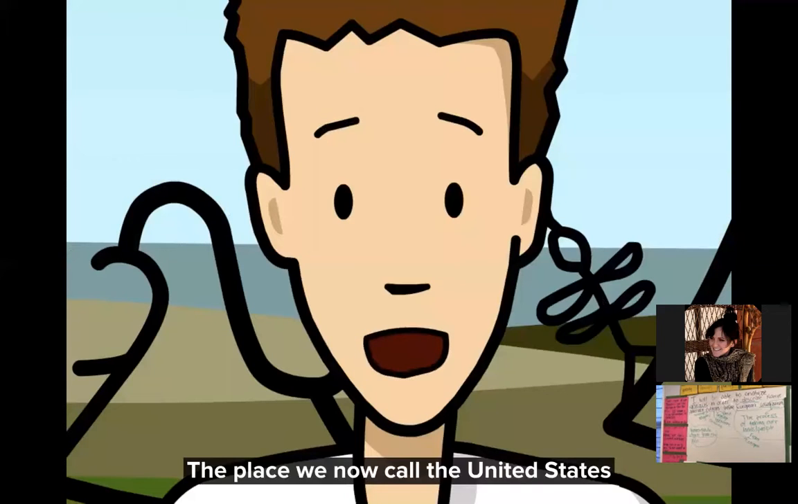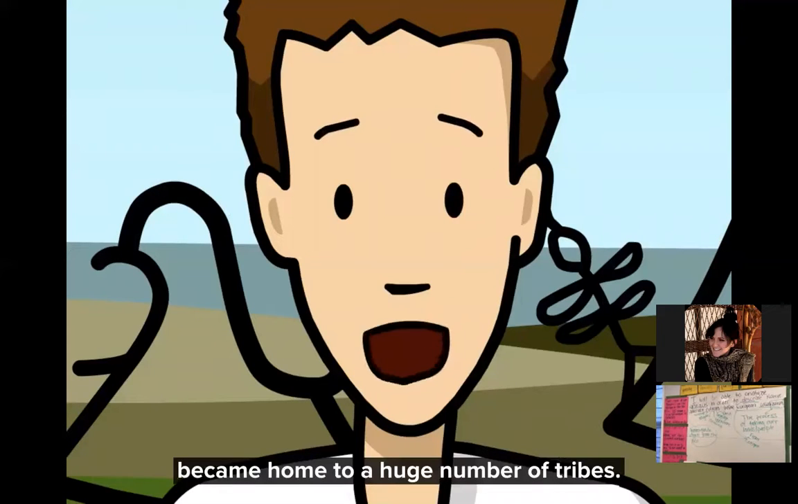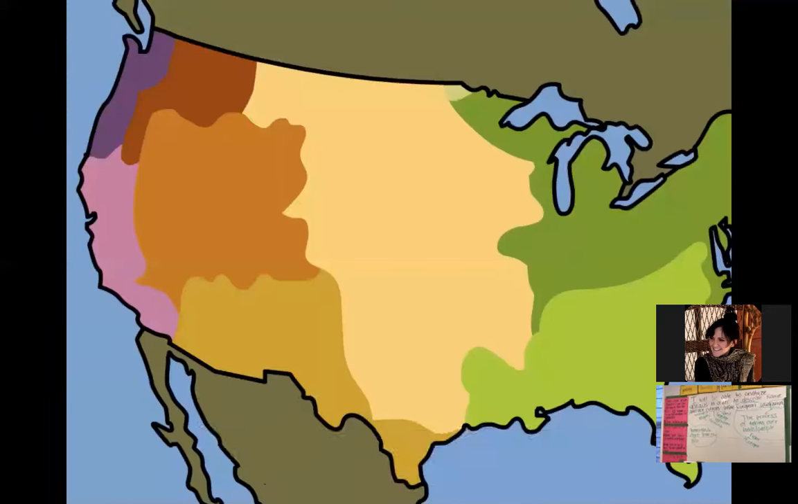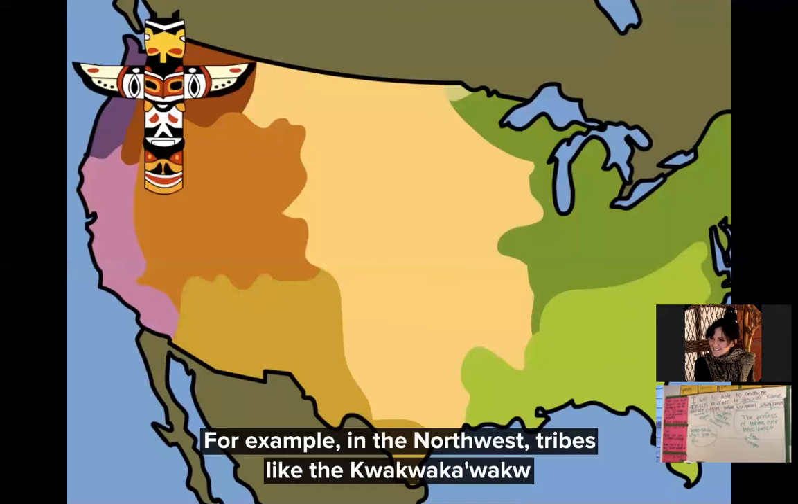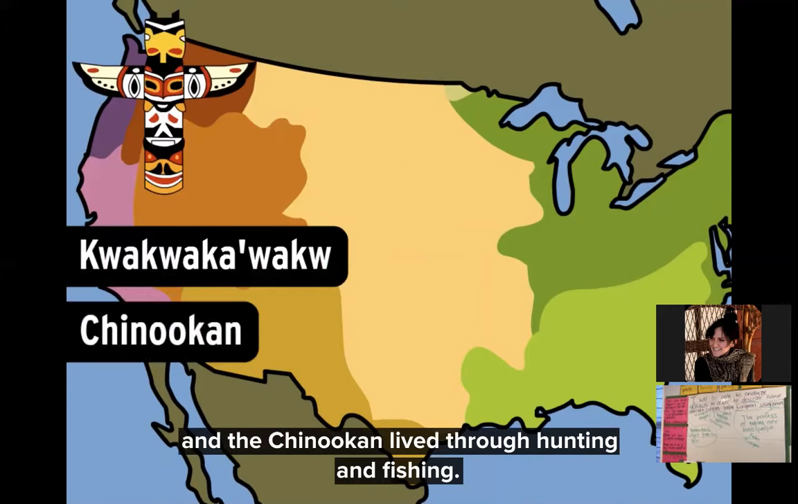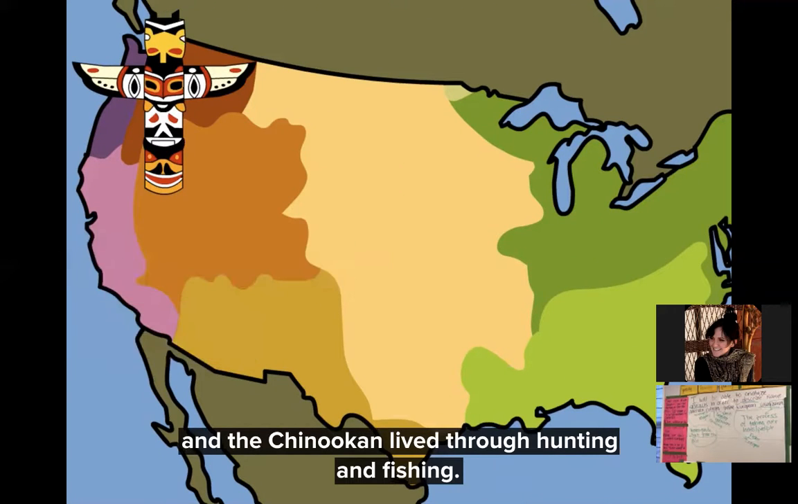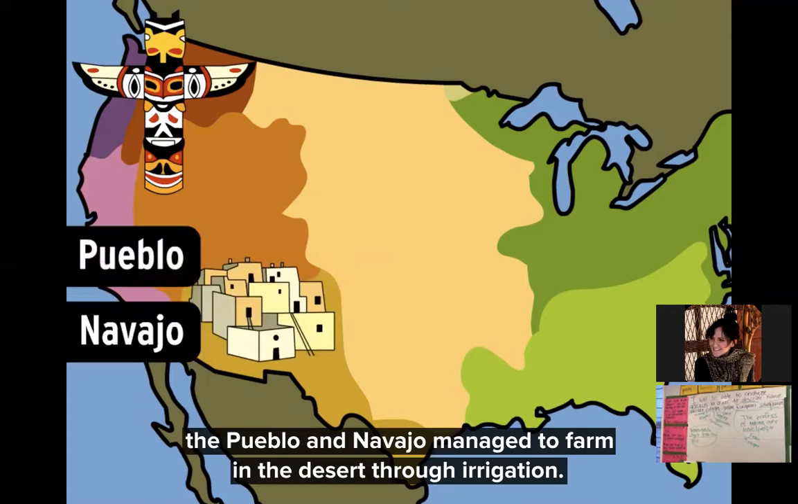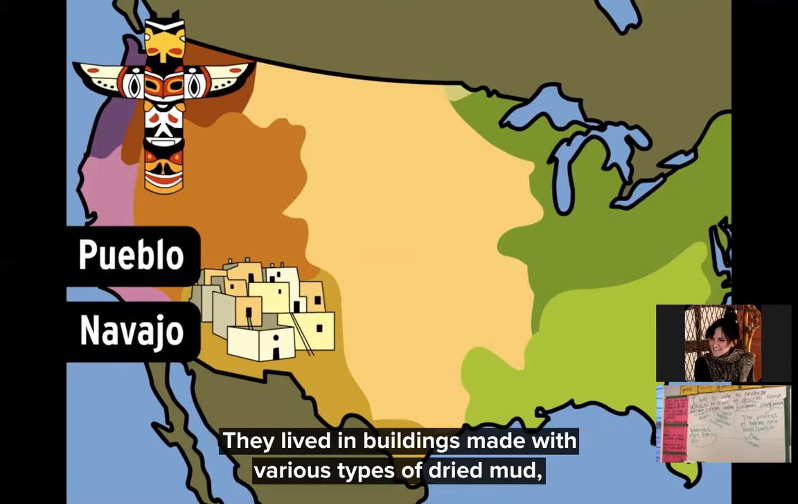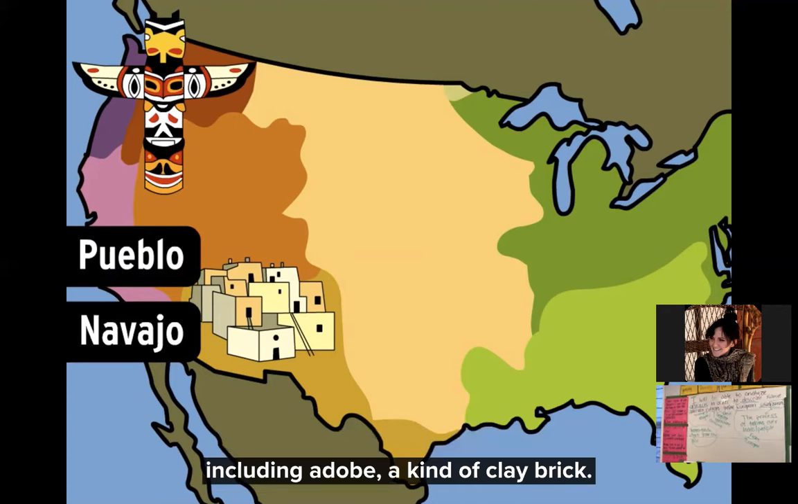The place we now call the United States became home to a huge number of tribes. For example, in the Northwest, tribes like the Kwakwaka'wakw and the Chinookan lived through hunting and fishing. In the Southwest, the Pueblo and Navajo managed to farm in the desert through irrigation. They lived in buildings made with various types of dried mud, including adobe, a kind of clay brick.